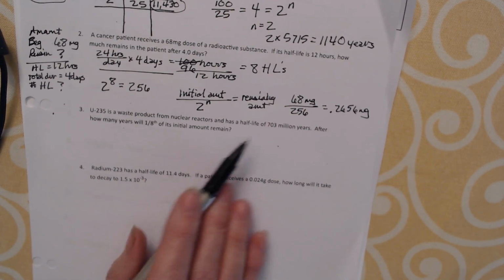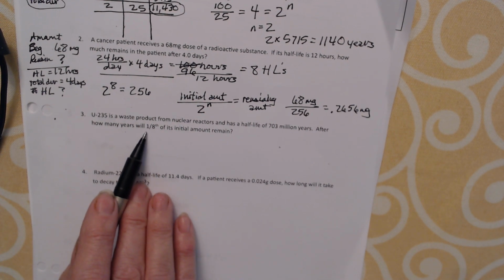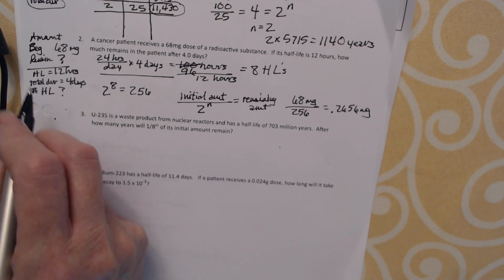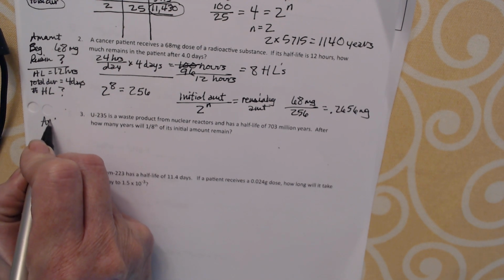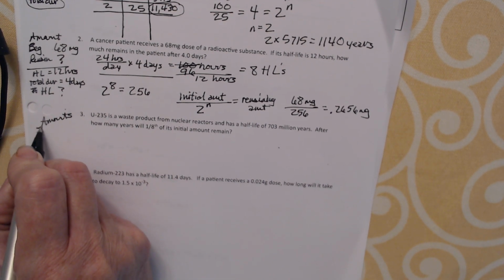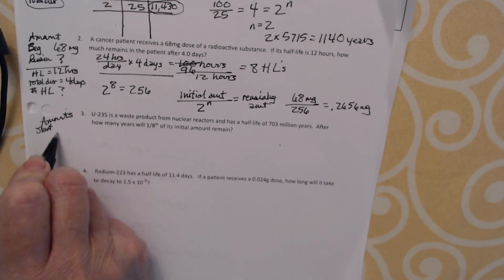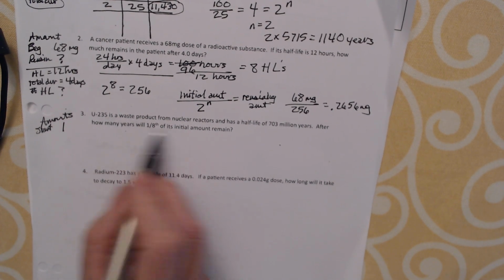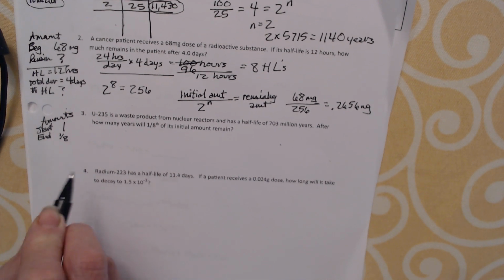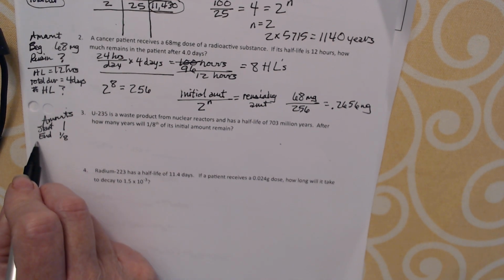U-235 waste product, half-life of 703 million years. How many years until 1/8 of its initial amount remains? Okay, so here for amounts, we have our starting amount, or beginning amount, I should say, is 1, and our ending amount is 1/8. We could do it that way, and this will be easier actually. So that's our amount data.